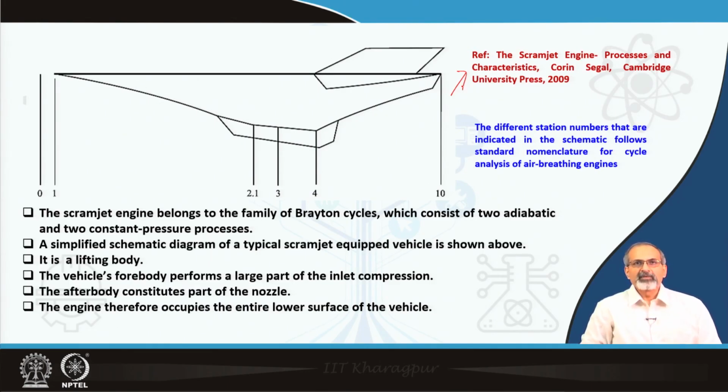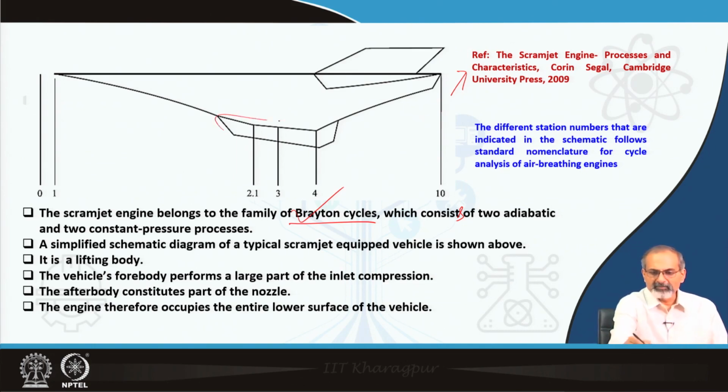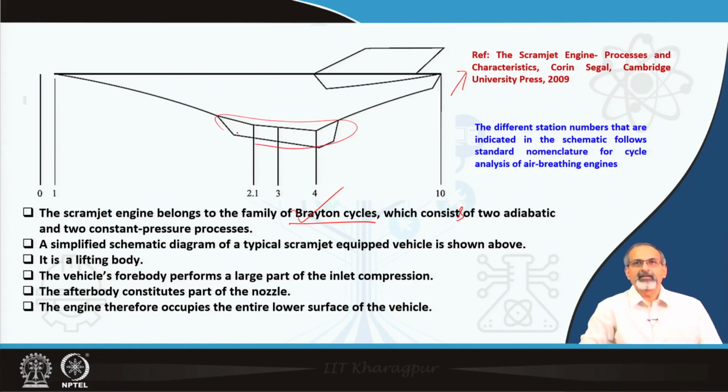The scramjet engine belongs to the family of Brayton cycles. So, if you have learned the thermodynamic cycles, then you must be familiar with this already, which consists of two adiabatic and two constant pressure processes. A simplified schematic diagram of a typical scramjet equipped vehicle is shown above. So, basically the engine part lies somewhere here. The vehicle in general has a larger body.